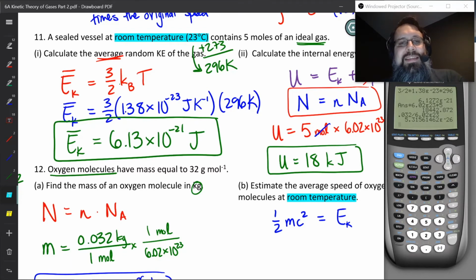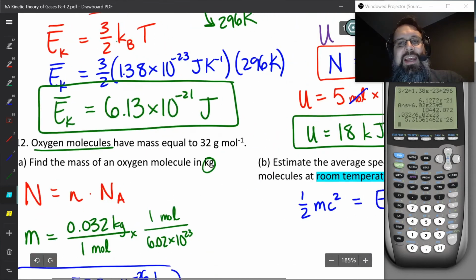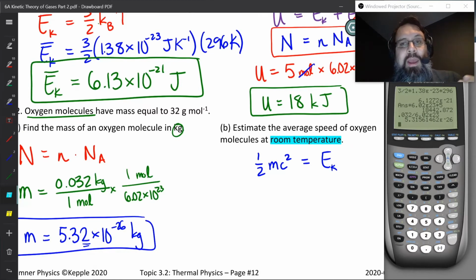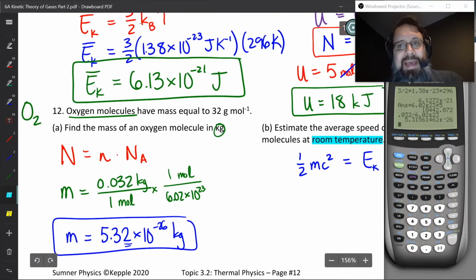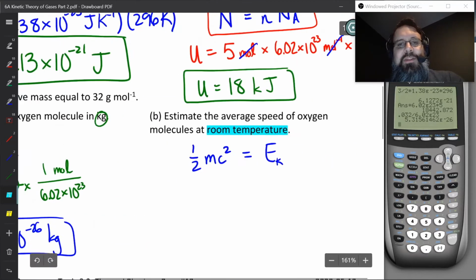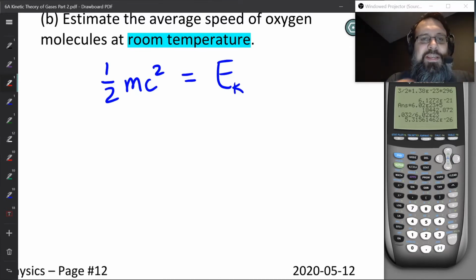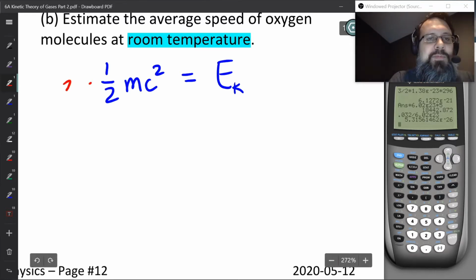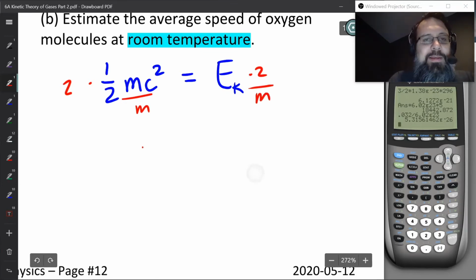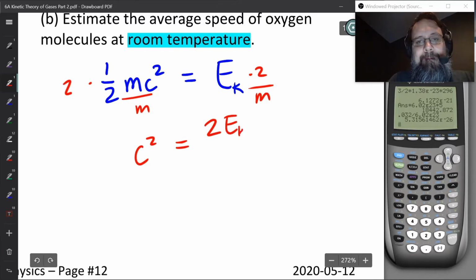So we could just set this equal. We can just take that kinetic energy and substitute it down there. And then we just need to plug in our mass of the oxygen molecules, and then we're good to go. So if we solve this for c, we're going to multiply both sides by 2, and divide both sides by m. And then we'll end up with c squared is equal to 2 EK over m. That's EK bar, average kinetic energy.